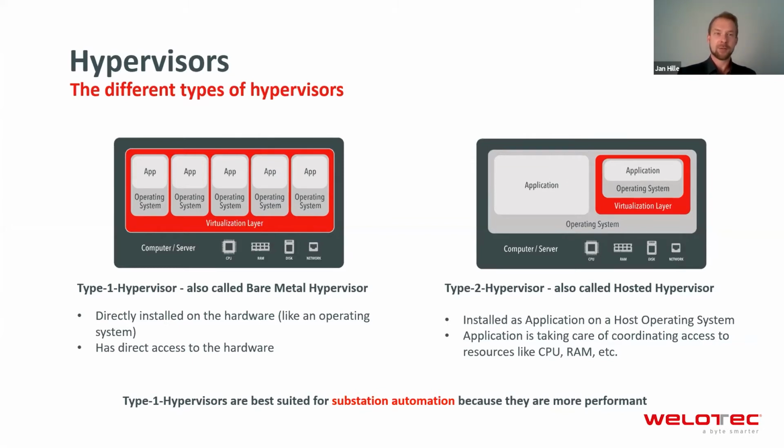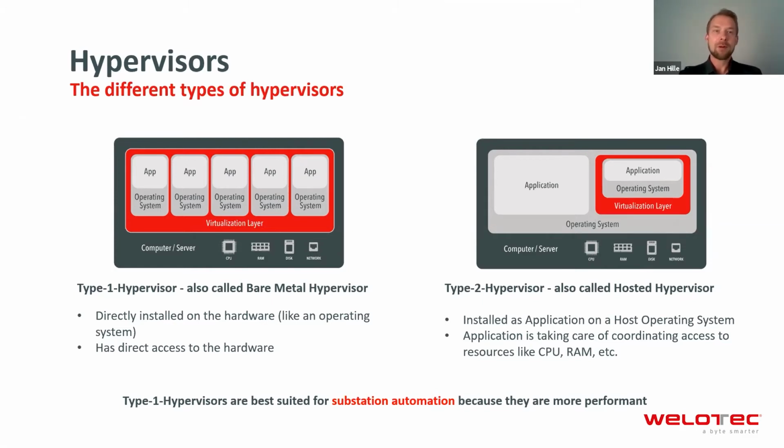Examples for the type 1 hypervisors would be Microsoft's Hyper-V, which is even a role in the most common Windows Server operating system, or, for example, VMware ESXi. Type 2 hypervisors can also be installed on simple computers like the one you are sitting in front of right now, for example VMware Workstation Player, VirtualBox, or a Parallels hypervisor.